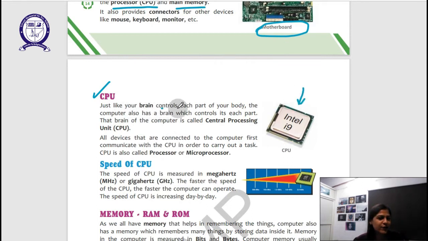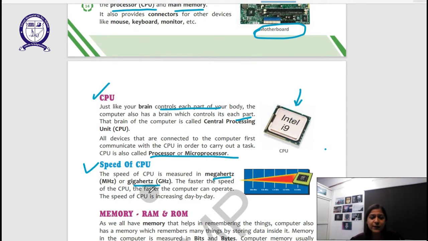Just like your brain controls each part of your body, the computer also has a brain which controls each part. So this chip is called a processor or a microprocessor and is placed on the motherboard. What is the speed of a CPU? The speed of a CPU is measured in megahertz or gigahertz. The faster the speed of the CPU, the faster the computer can operate. The speed of CPU is increasing day by day.